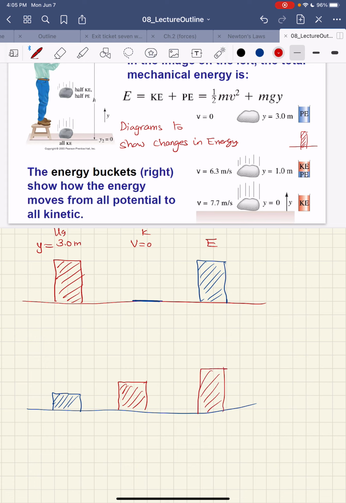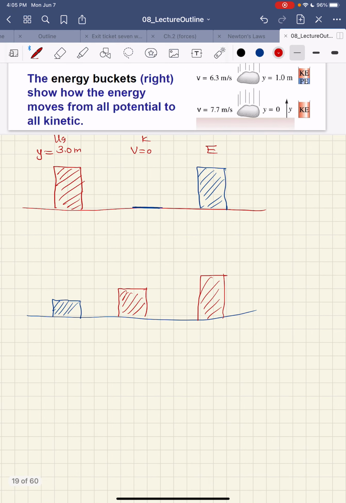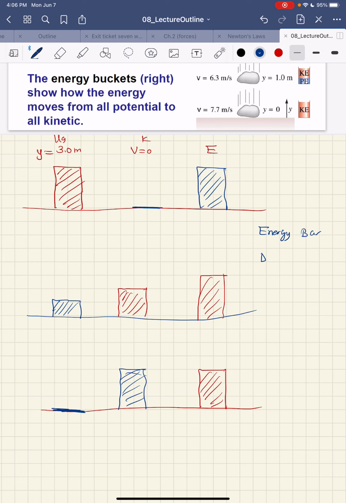So now I will have again the same total, 3 of these, and this is my E. And finally, when I reach my reference, which is my floor here, remember E is going to be constant throughout, and then my kinetic energy is going to be the maximum, and my UG is going to be 0. These are called energy bar diagrams.